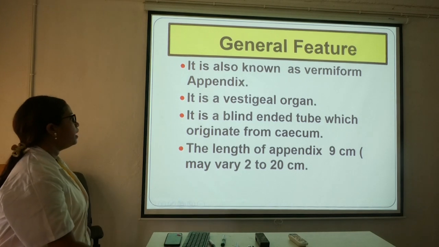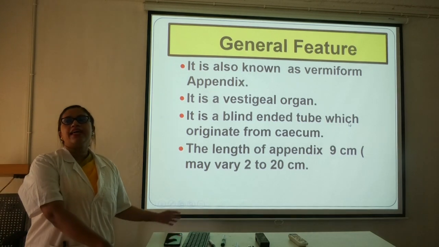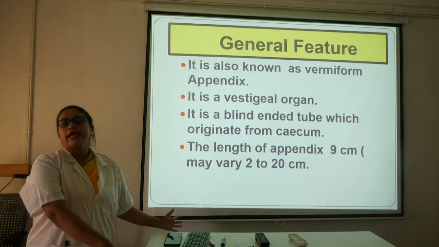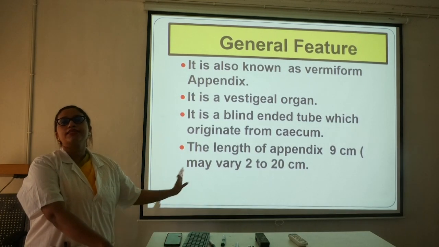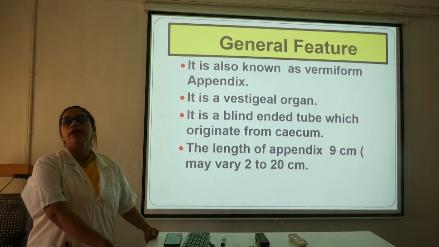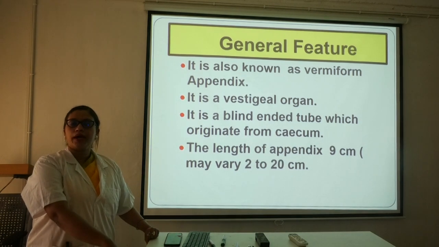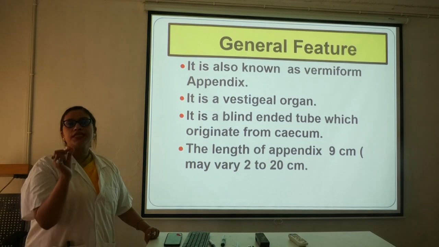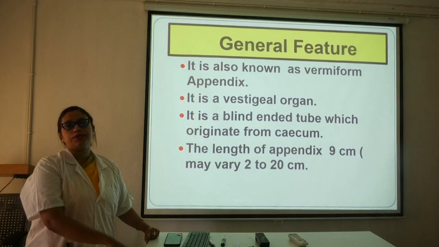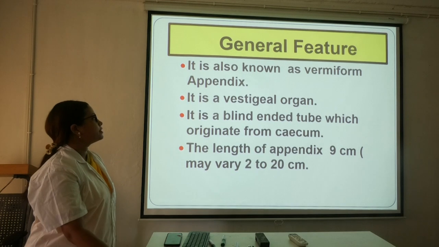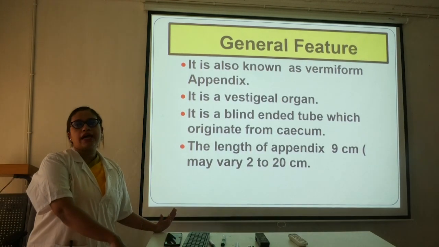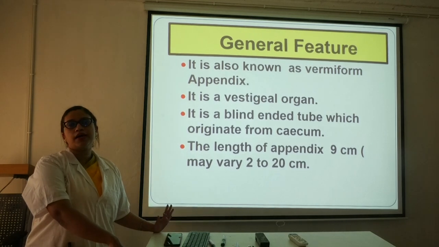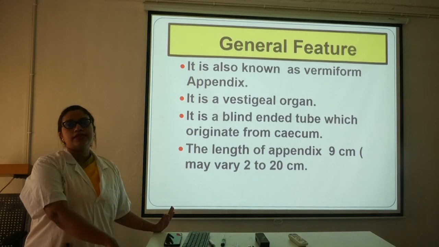And what would be the length? A new question asks about length. It may vary from person to person, but what is the approximate length? It is about 9 centimeter, but it may vary from 2 centimeter to 20 centimeter. So that is the length of the appendix. The appendix is a very nice subject for anatomy as well as surgery.